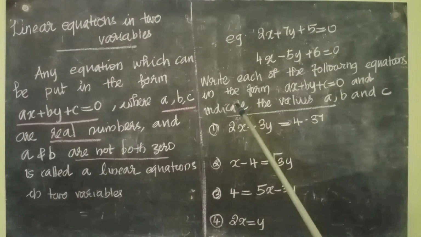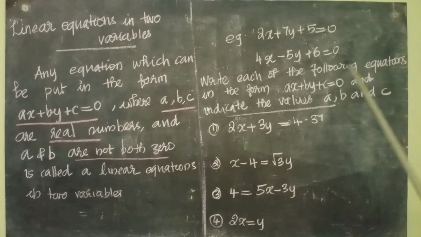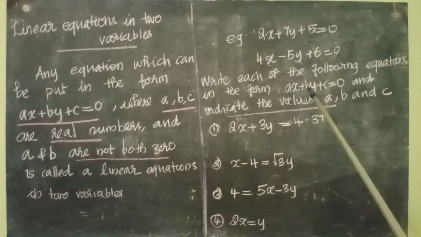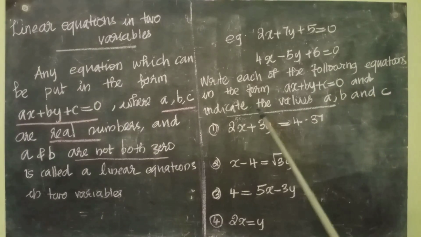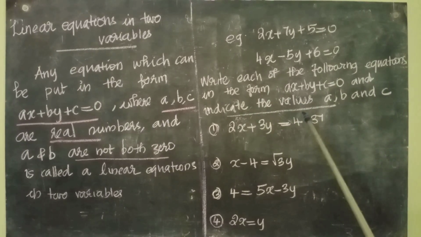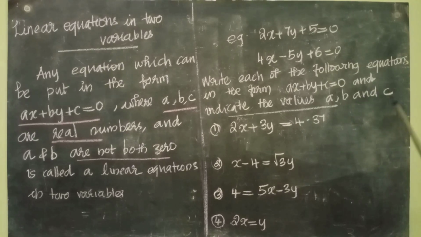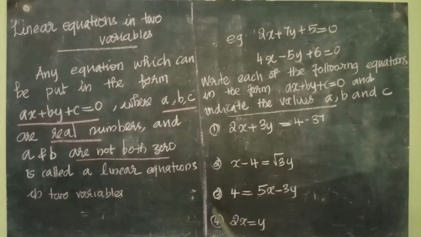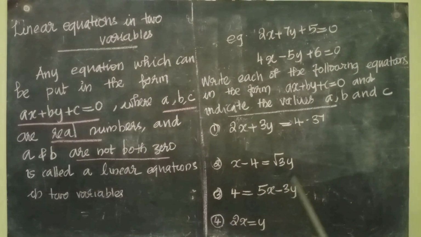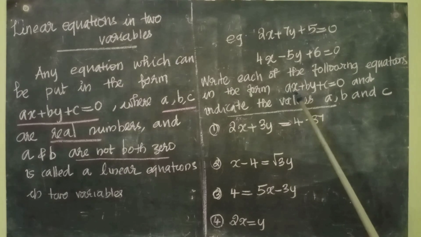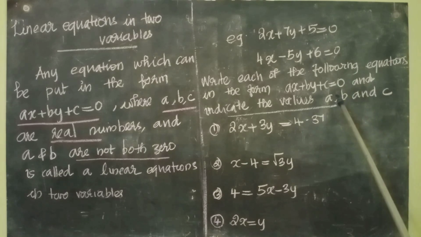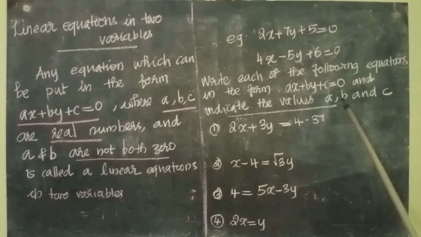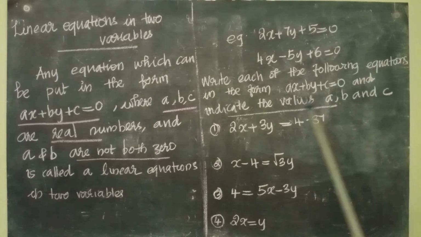Let us discuss the question. Write each of the following equations in the form ax plus by plus c equal to 0 and indicate the values of a, b and c. There are four equations given that we have to write in the form ax plus by plus c equal to 0, and you have to write down what is a, what is b, what is c.